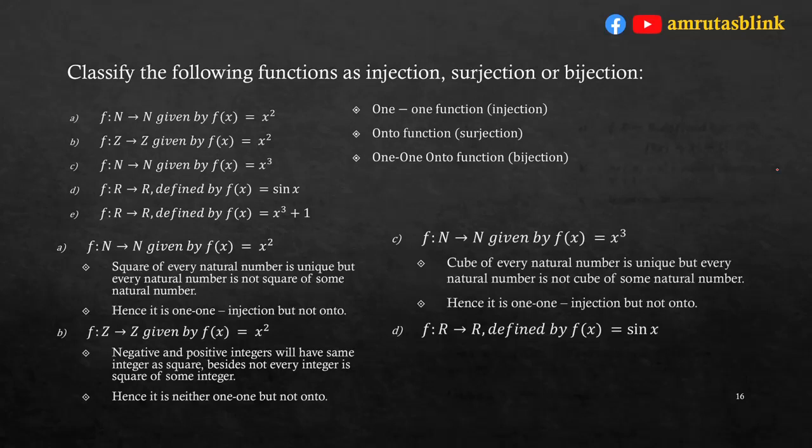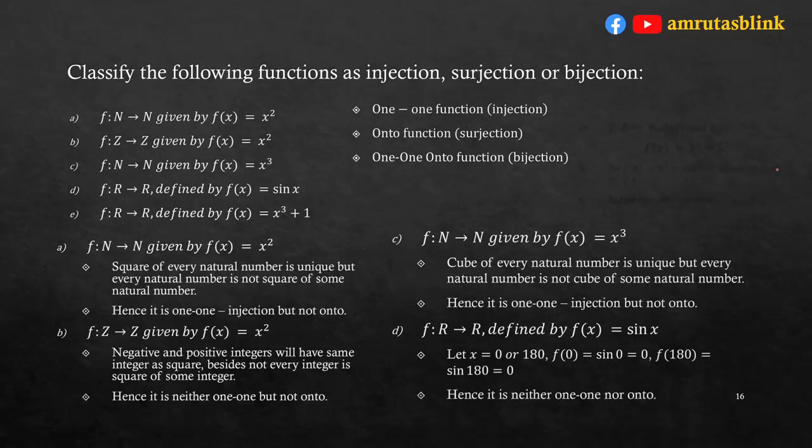Next, f is defined on the set of real numbers such that f of x is equal to sin x. Now, let's suppose x is equal to 0. We know that sin 0 is equal to 0. Similarly, if we take x is equal to 180, then sin 180 is also equal to 0. Hence, this sin x function is not 1-1, and it is neither 1-1 nor onto.